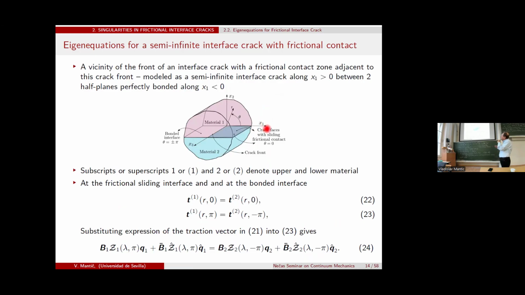So we consider that in the vicinity of this interface edge, we have a semi-infinite crack located on the positive side of the x1 axis. On the negative x1, we have perfectly bonded material: a perfectly bonded material on the left part, and frictional sliding contact on the right-hand part. Material 1 is the upper material, material 2 is the bottom material, and we will use the subscript or superscript for the upper and lower material. Firstly we need to impose the interface conditions, which are basically equilibrium of traction along the crack faces, and also the equilibrium of traction along the perfectly bonded interface.